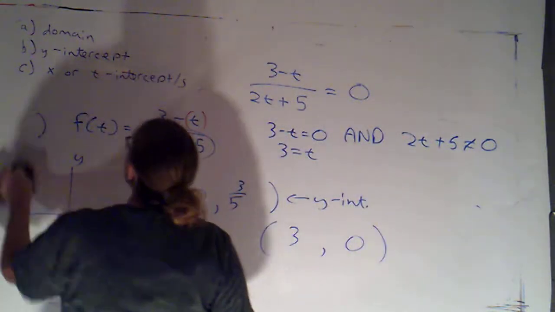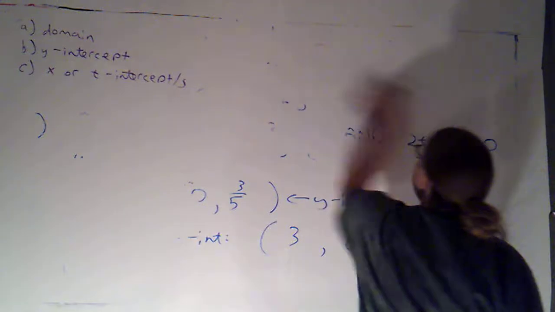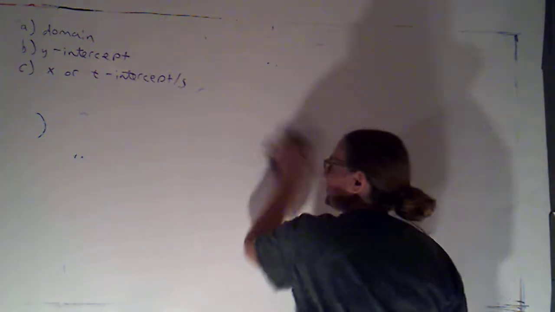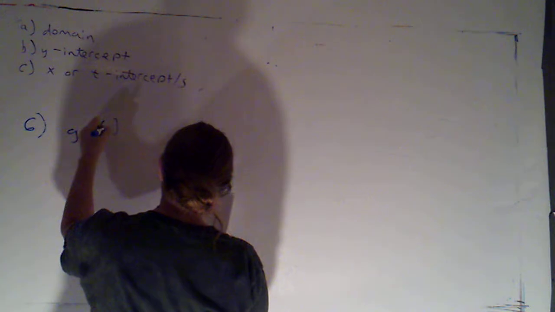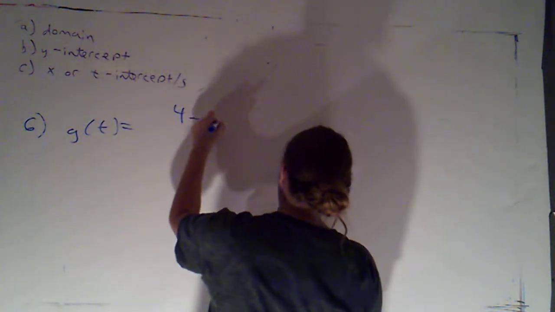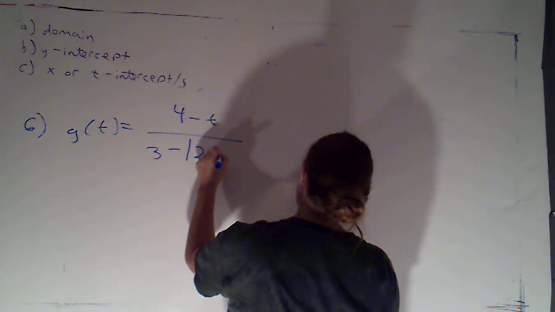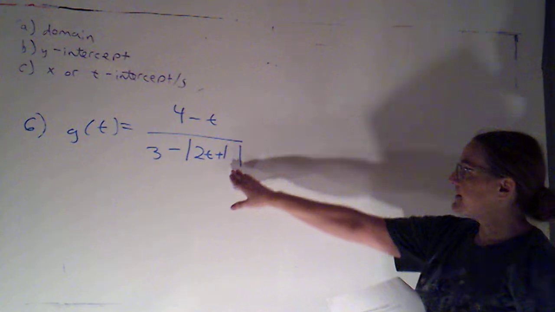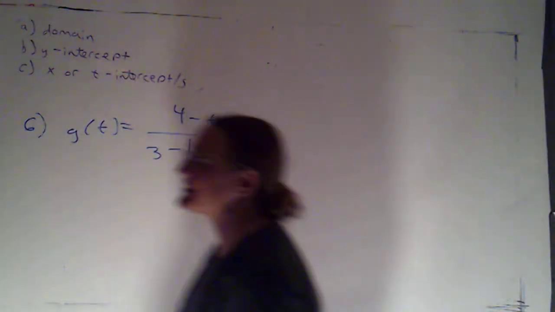Okay, so let's take a look at the first part of question 6, and then I'll let you try the second parts of those two questions on your own. So for question 6, we've got g of t is equal to 4 minus t over 3 minus the absolute value of 2t plus 1. So this is going to require that we review a little bit how to work with absolute value things.